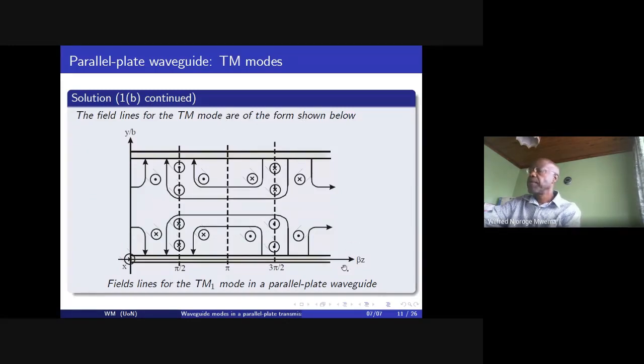So in that form, we can plot the field lines for the TM mode in the following form. We are using the electric length along the line in the z direction as beta z, and this is y, and y has been normalized to the plate separation, that is y by b, and therefore we have x going into the page. The circles show the current, electric field or magnetic field intensity coming out of the page, and the crosses show that going into the screen, and the field lines will therefore be shown as shown there.